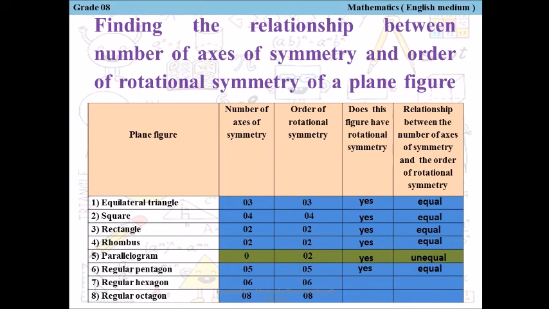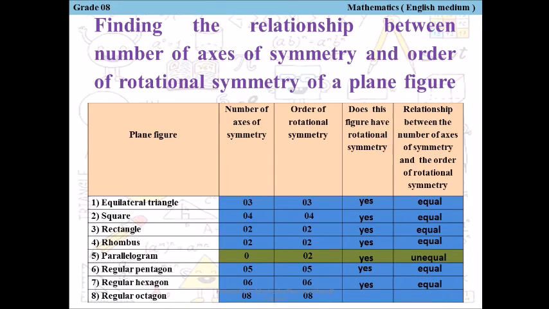The next one, regular hexagon. Number of axes of symmetry is 6. Order of rotational symmetry also 6. Does this figure have rotational symmetry? Yes. Relationship between the number of axes of symmetry and the order of rotational symmetry equal.